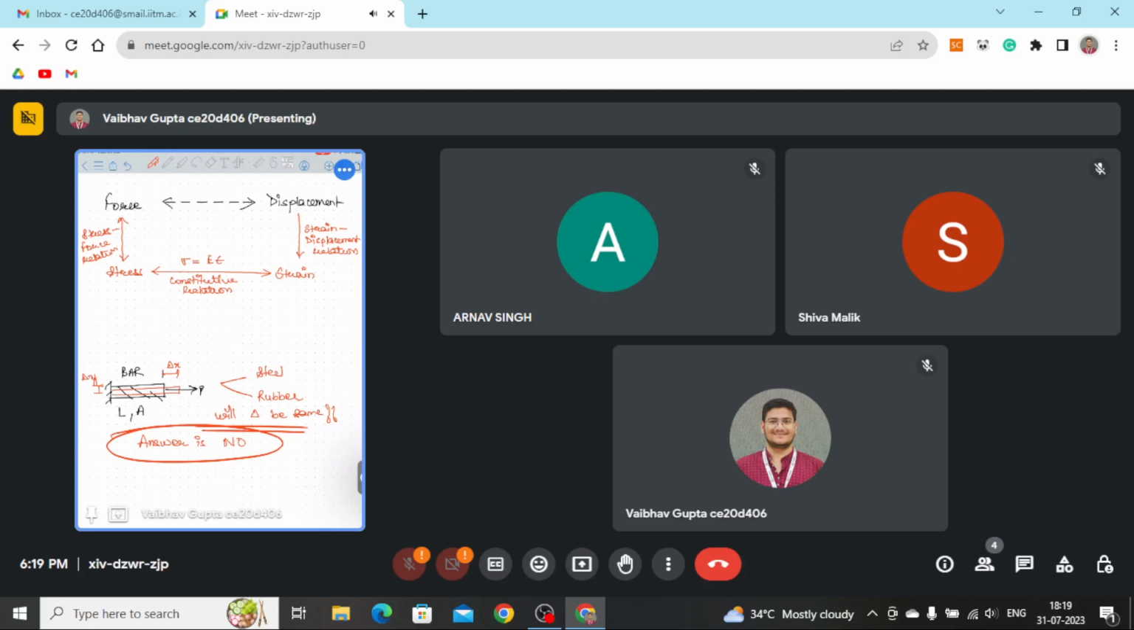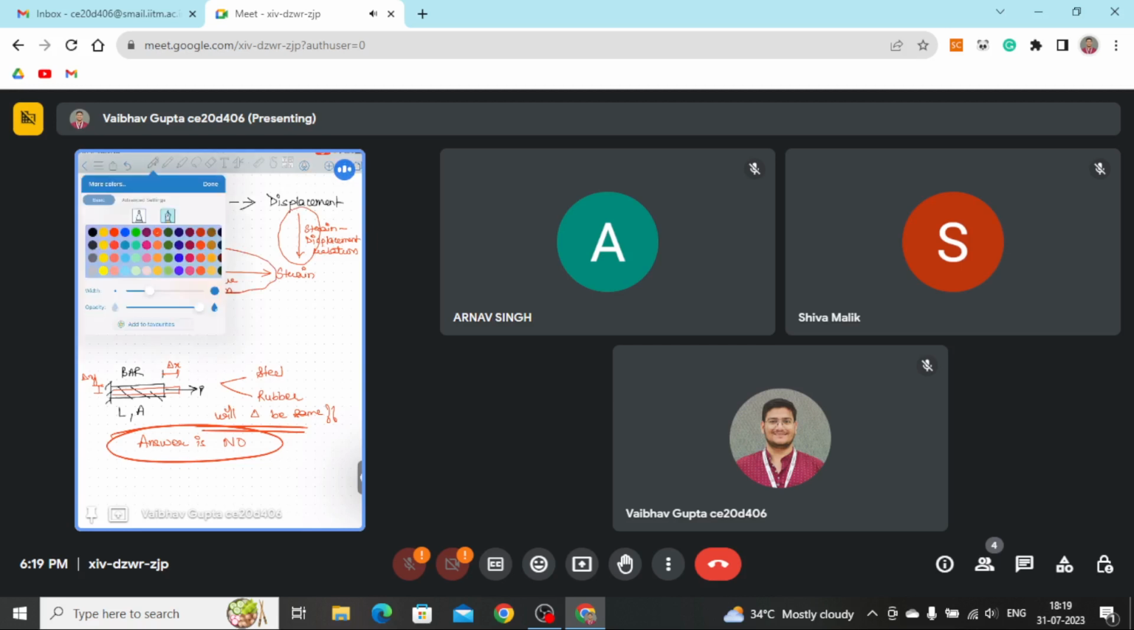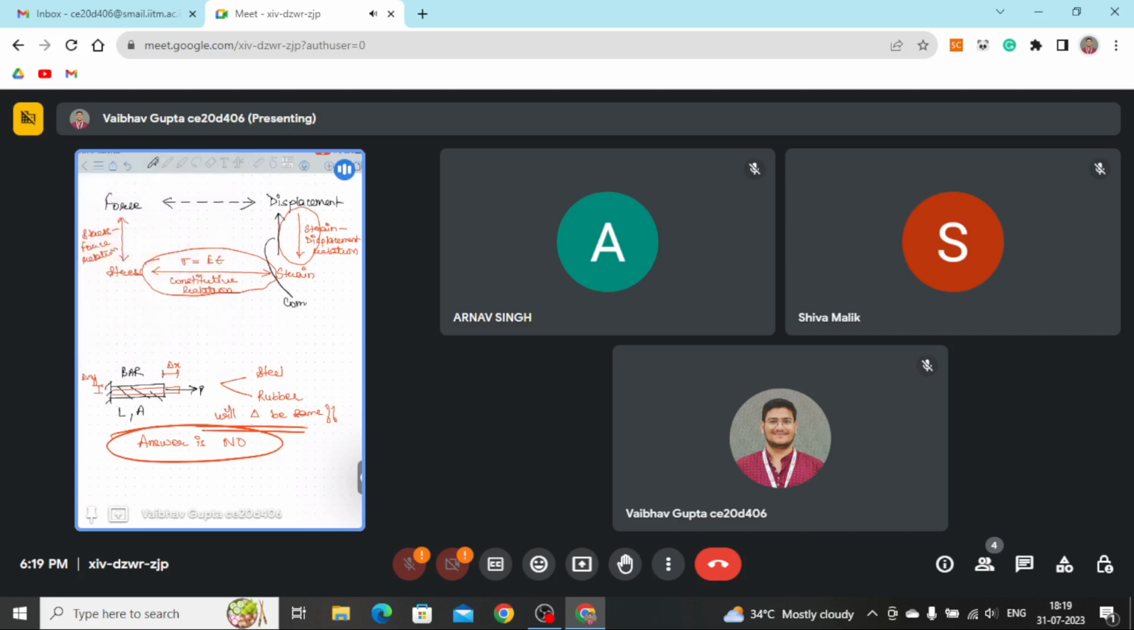Now you can see here I have related only in one direction, whereas here we have related in both the ways. So the meaning is the strain can also be related to displacement with the help of compatibility equations. This is known as the compatibility equation, and the strain is related to displacement.